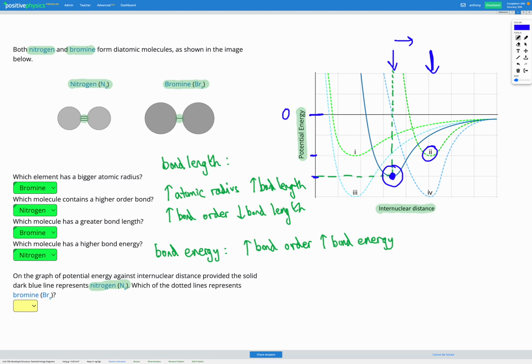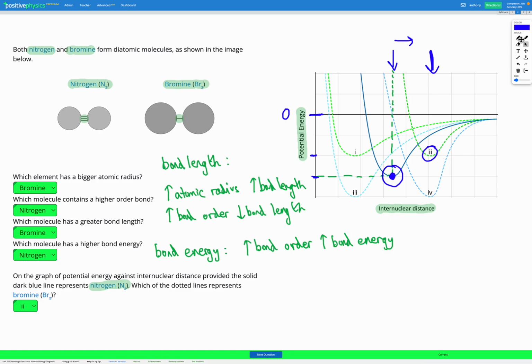So number 2 has a smaller bond energy than nitrogen, and it has a greater internuclear distance, a greater bond length. So number 2 is going to be the dotted line that represents the graph for bromine.